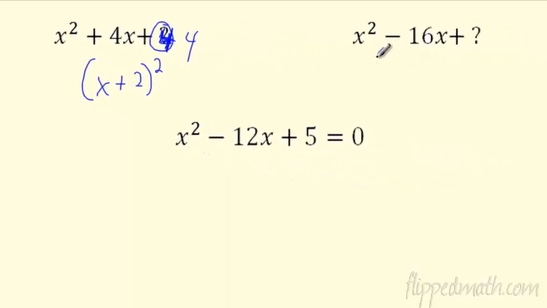Same thing here. I want to make this a perfect square. Just cut that in half. So I'm looking at 8 squared, and then 8 times 8 is what? 64. So you're going to add this number on the end here. So we can always add or subtract things. How does that relate to equations?